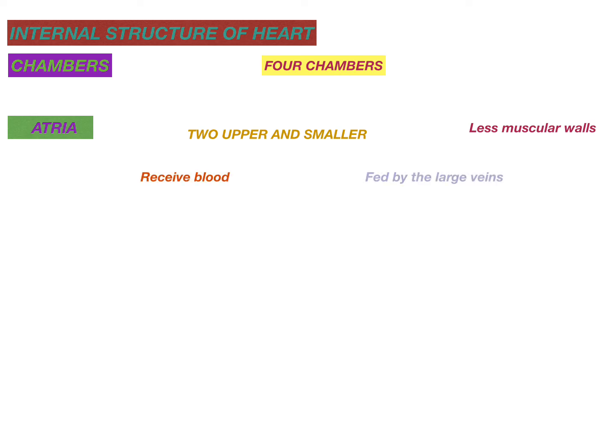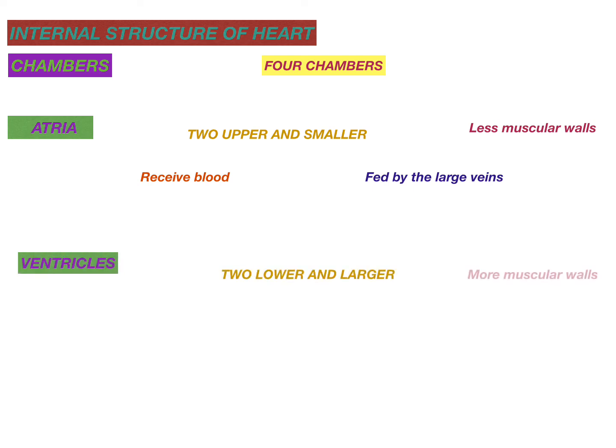Internal structure of the heart. Chambers of the heart. The heart has four chambers, two atria and two ventricles. Atria are the two upper and smaller chambers. They have less muscular walls because the main function they carry out is to receive blood. They are fed by large veins through which they receive blood. Ventricles are the two lower and larger chambers. They have more muscular walls because their main function is to pump blood. They are connected to large arteries through which they supply blood.